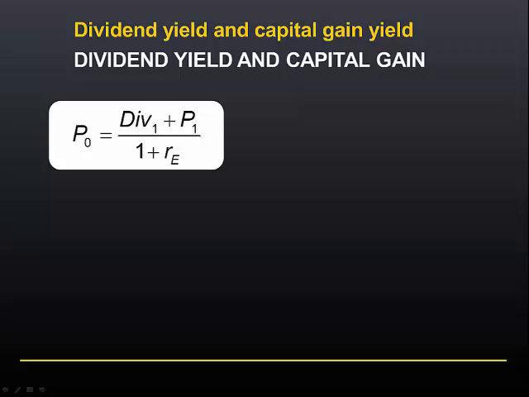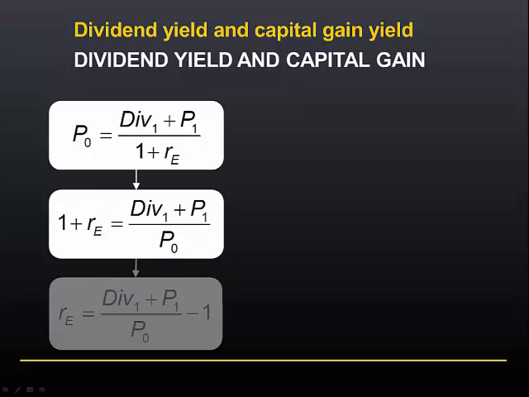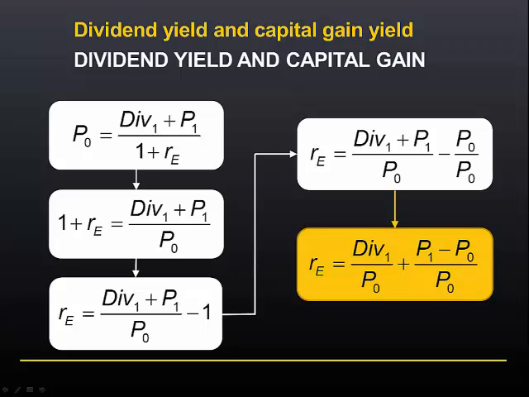All I'm doing is algebraic manipulation. Doing anything to one side of the equation is okay as long as you do the same thing to the other side of the equation. So what I've done here is divided both sides by P0 and multiplied both sides by 1 plus RE. Then we subtract 1 from both sides of the equation. Then we replace 1 with the fraction P0 divided by P0, which is obviously equal to 1. Since the two terms on the right hand side of the equation have the same denominator, we can move the P1 from the first term to the second term.